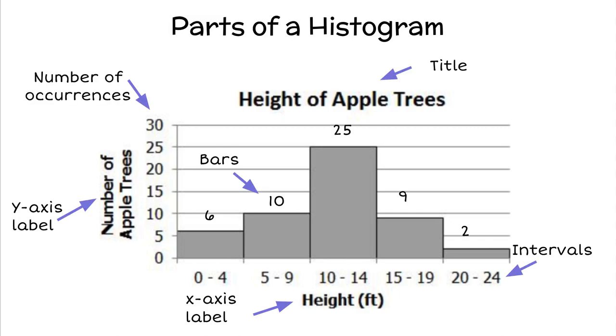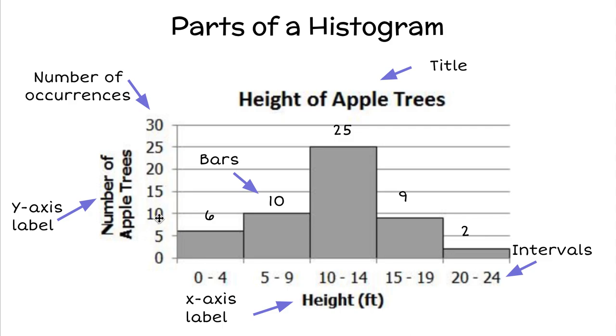These are the parts of a histogram. We have the title, in this case, the height of apple trees. We have an x-axis label, which is labeling the height by intervals. So from 0 to 4 feet, 5 to 9 feet, 10 to 14 feet, 15 to 19 feet, and 20 to 24 feet. On our y-axis label, it says the number of apple trees, and that's telling us the number of times something occurred, or the number of occurrences.